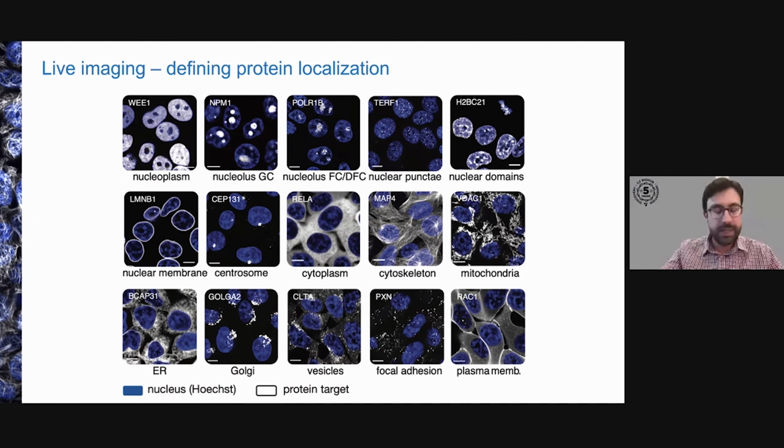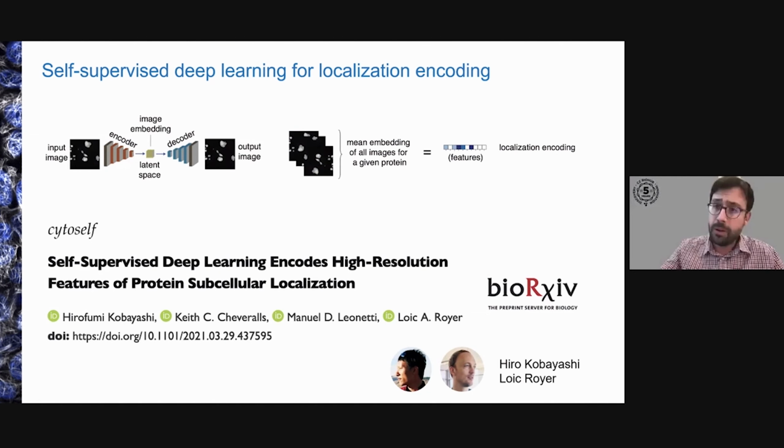Now, this framework is really interesting, but the semantics that it offers are rather limited. Especially, it is kind of hard to describe nuances of localization of proteins between different compartments. It's also very hard to truly be quantitative when we compare two proteins together. And so what we decided to do is to turn to machine learning and deep learning in particular, which, as you know, is completely transforming our approach to image analysis.